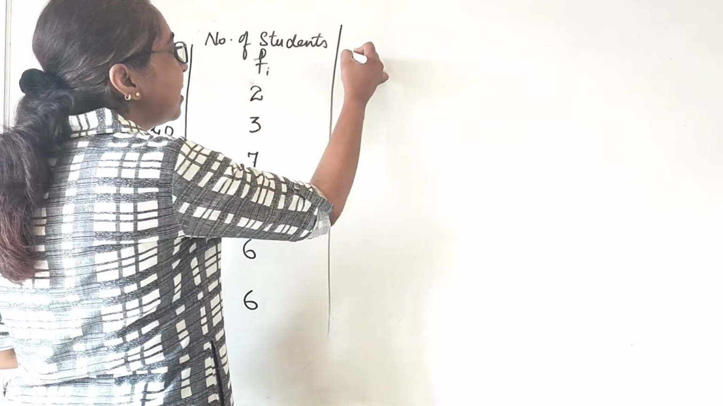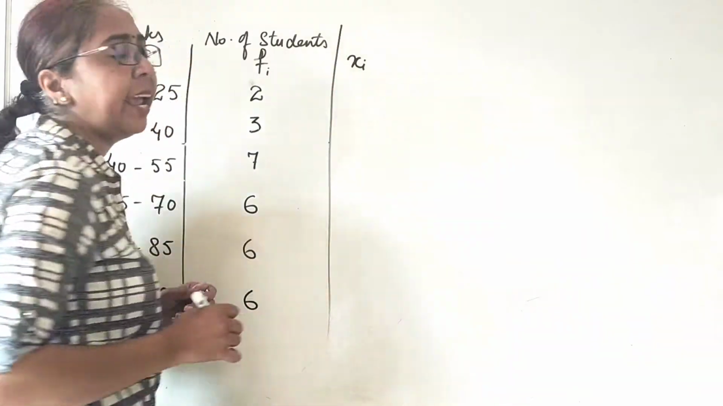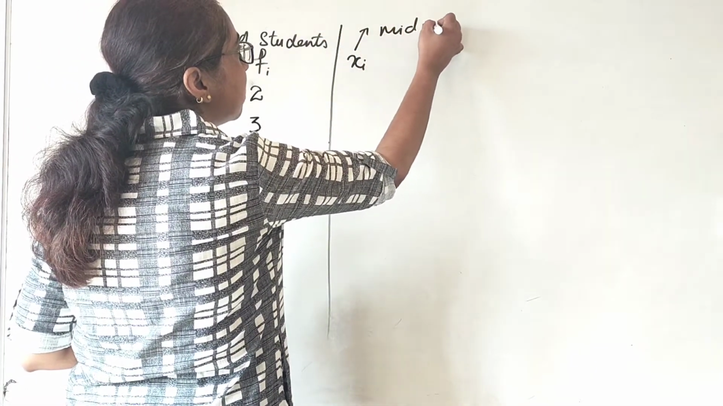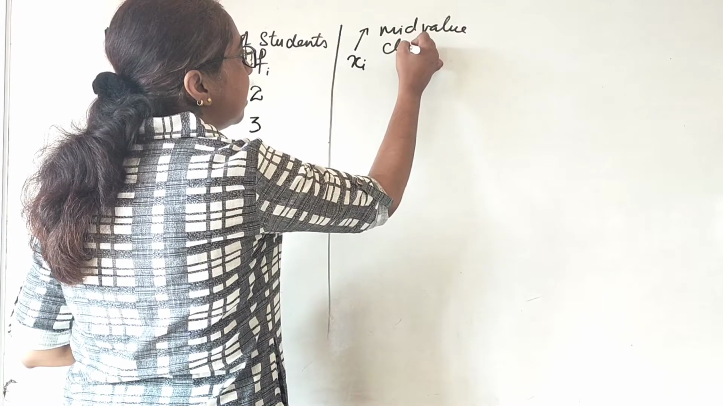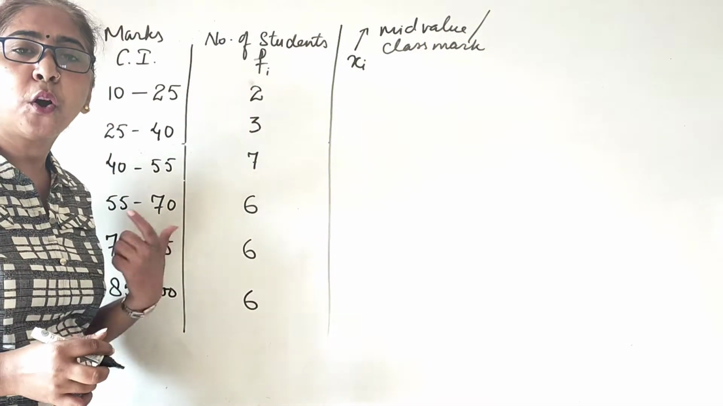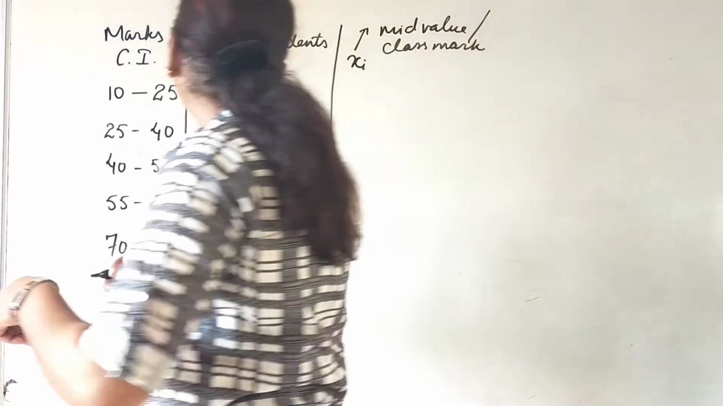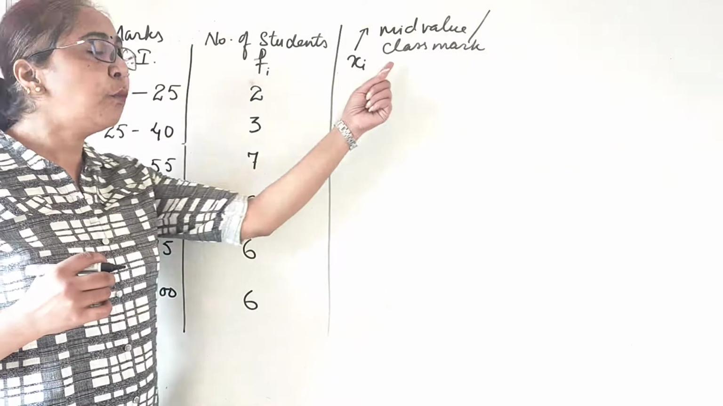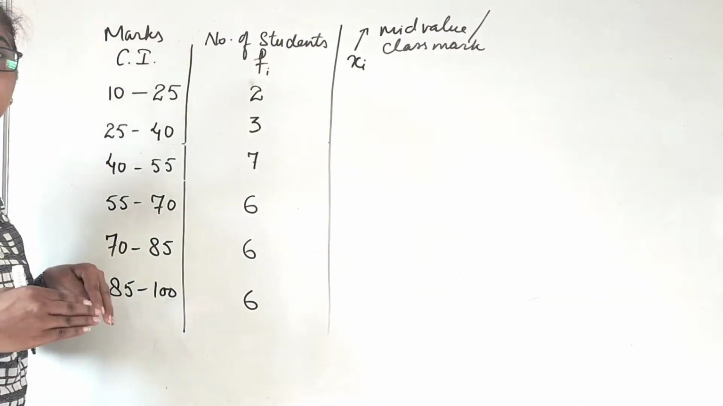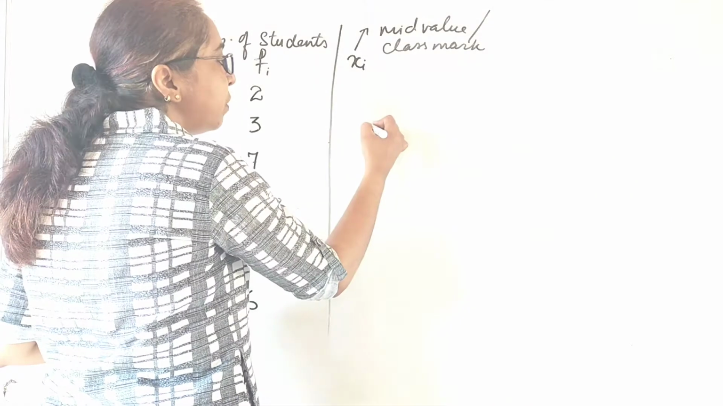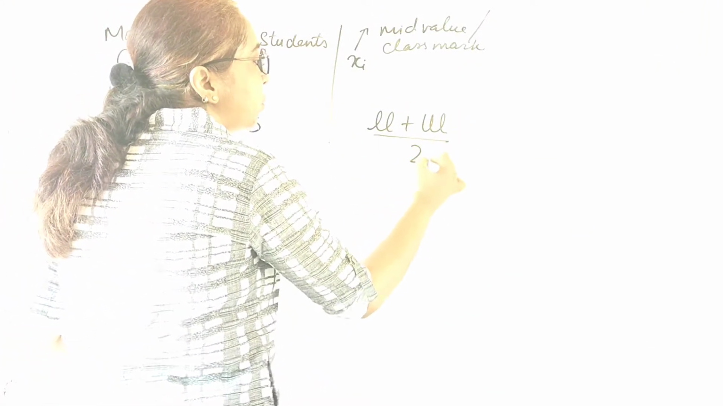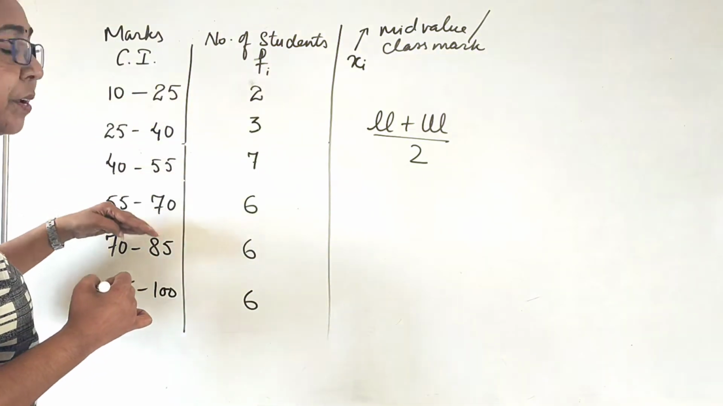Okay, and we represent it with xi. This is also the mid value or the class mark. We can say mid value or class mark. Now, for getting the class mark, because this is the midpoint of 10 to 25, we have the formula: lower limit plus upper limit by 2 for a particular class interval.